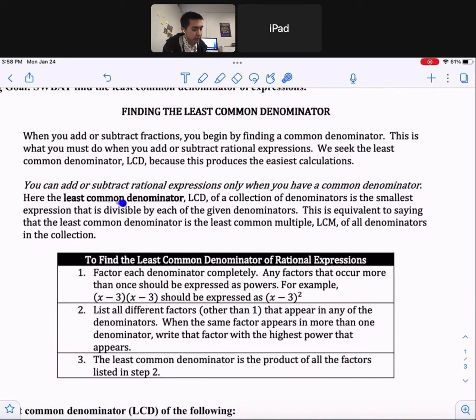Here's the definition: the least common denominator, LCD, of a collection of denominators is the smallest expression that is divisible by each of the given denominators. This is equivalent to saying that the least common denominator is the least common multiple, LCM, of all denominators in the collection. So that's some background, you guys, on why the least common denominator is so important, because it helps us find the least denominator expression, which produces easier calculations.